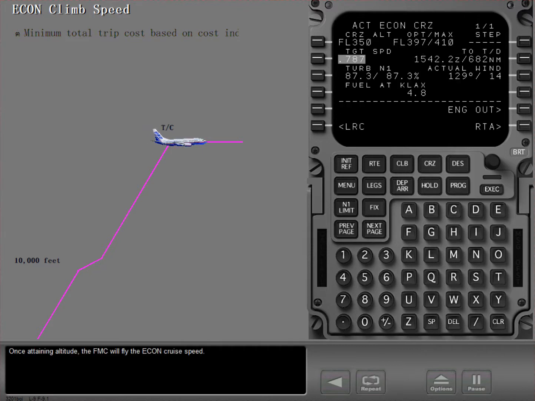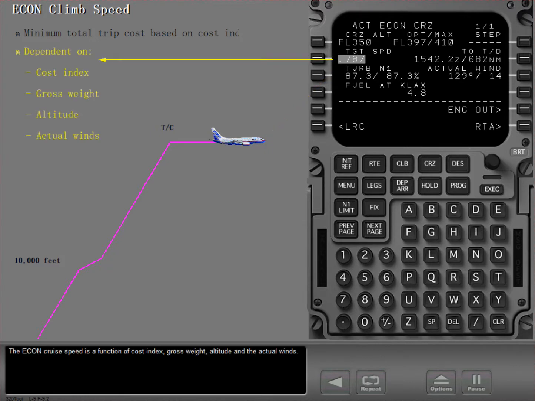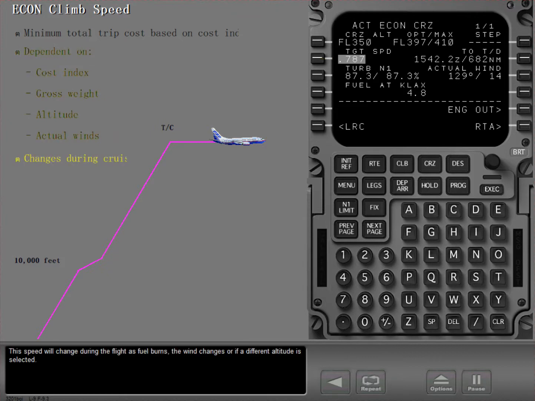Once attaining altitude, the FMC will fly the ECON cruise speed. The ECON cruise speed is a function of cost index, gross weight, altitude, and actual winds. This speed will change during the flight as fuel burns, the wind changes, or if a different altitude is selected.